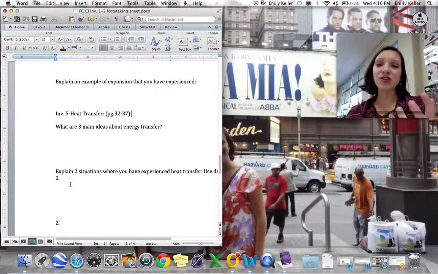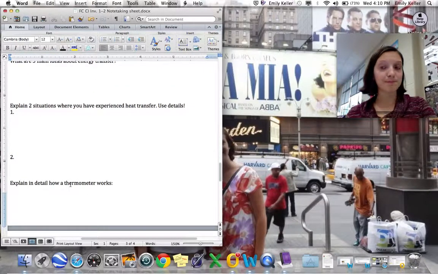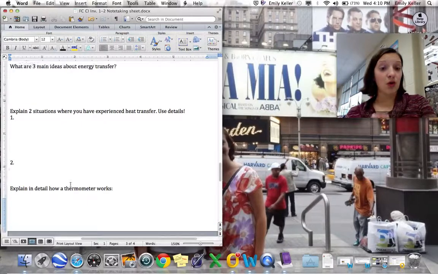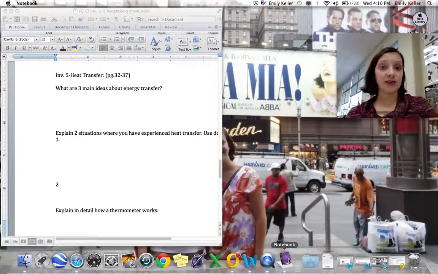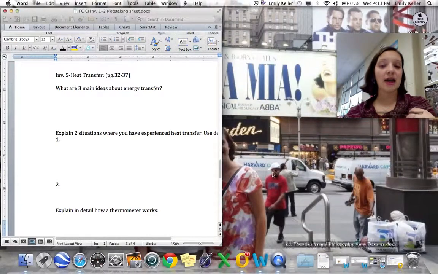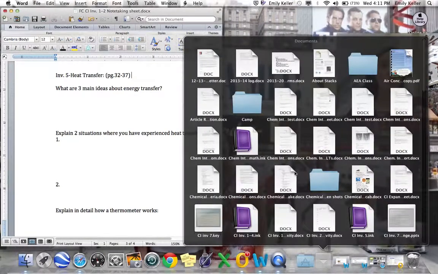Think about two situations from your life where you have experienced heat transfer. Think about maybe when you eat something hot or when you eat something cold. One big idea here is that there is no such thing as coldness. There's just heat. So heat can transfer, it'll transfer from hot to cold.